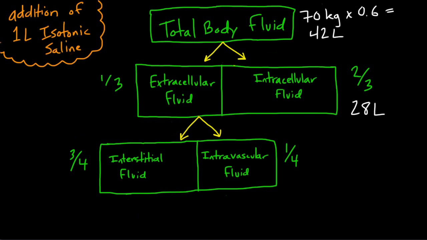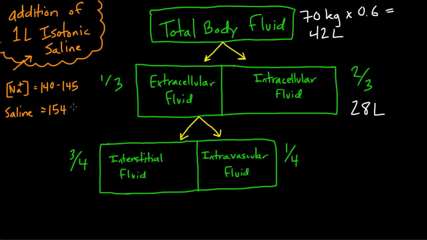We will now discuss what happens when we add fluid with different compositions to total body water. First, we'll discuss what happens when we add 1 liter of isotonic saline to the patient's total body water. By isotonic saline, I mean a solution with a concentration of sodium identical or nearly identical to that of plasma. Normal extracellular fluid contains sodium at a concentration of about 140 to 145 milliequivalents per liter. Isotonic saline contains sodium in roughly the same concentration.